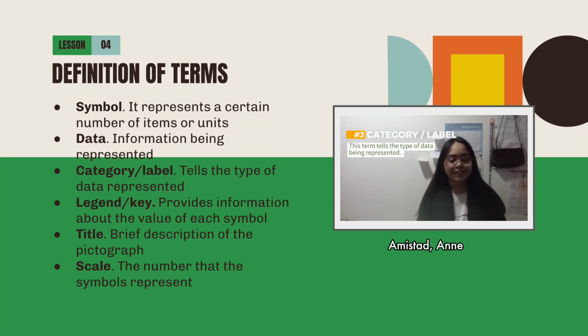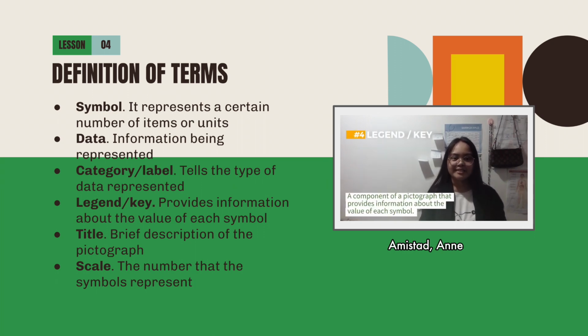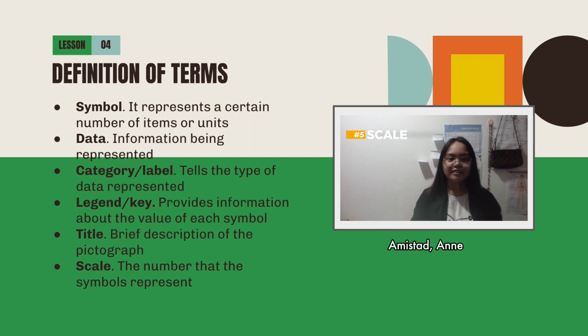We also have the category or the label. This term tells us the type of data being represented. A legend or a key is a component of a pictograph that provides information about the value of each symbol. We also have the scale. The scale of a pictograph is the number the symbols represent. Of course, the title. This is a brief description or label that indicates what the pictograph is depicting.